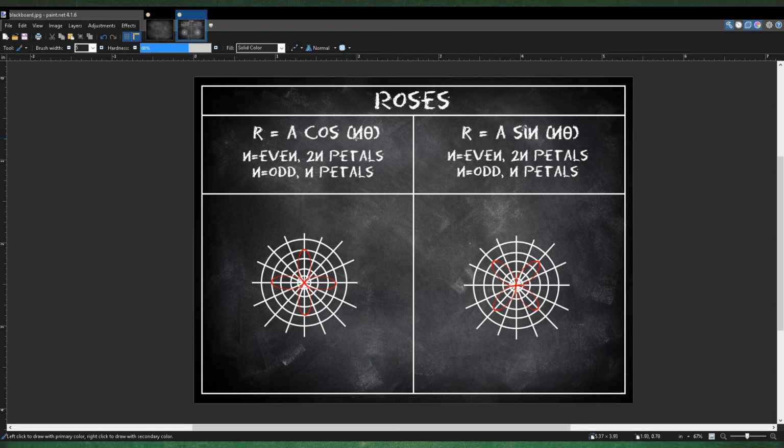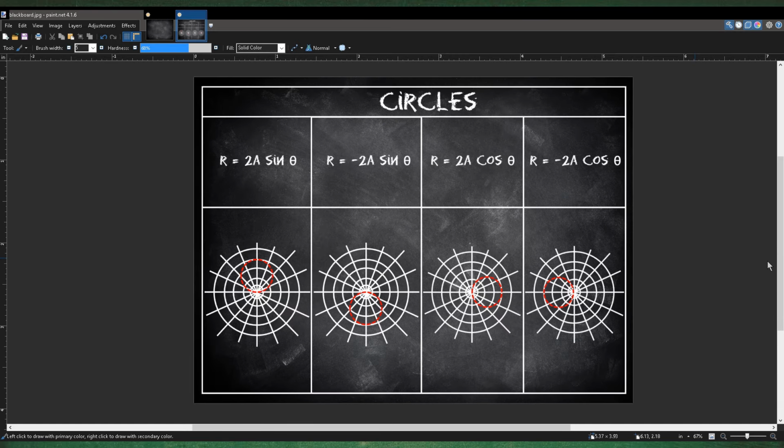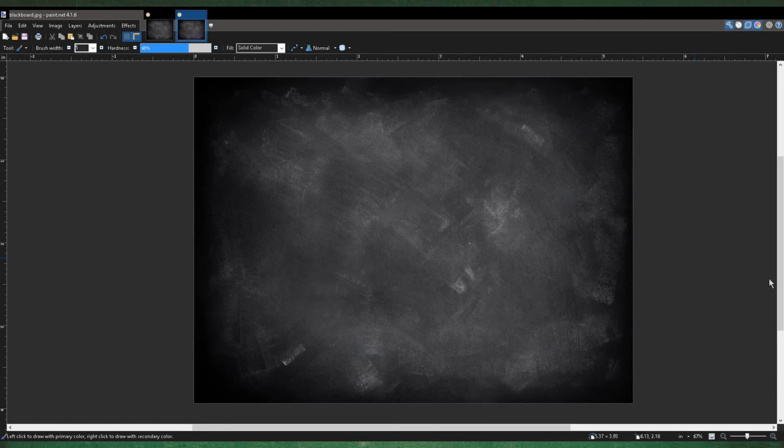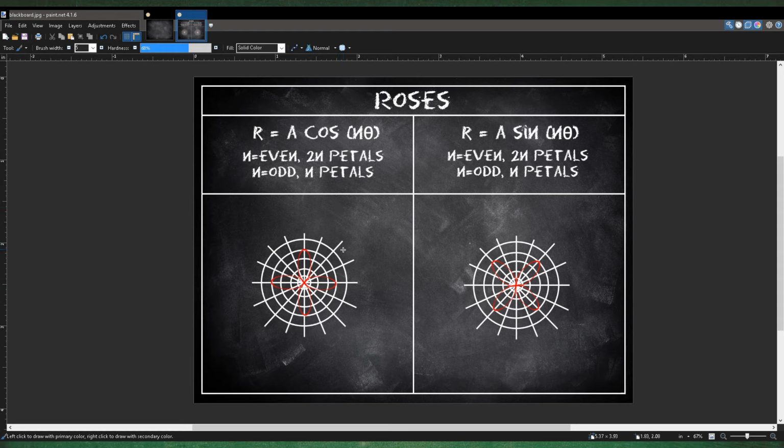So the difference between these and the other graphs is that there's actually a coefficient inside of the trig function. Lines don't have one. Circles don't have one. Cardioids don't have one, and limacons don't have one. But roses have one. And what this n does is give them these petals. So as you draw the graph, it goes up like that, and then back down, here, here, here. That's why they make petals.